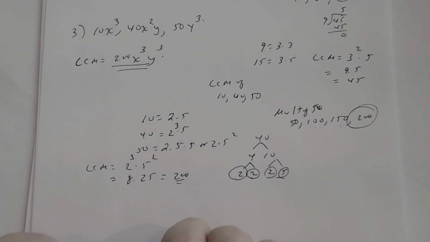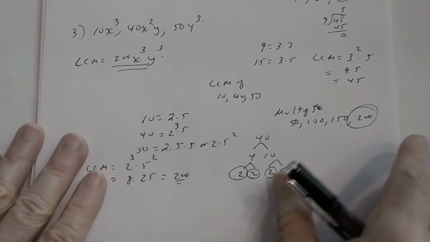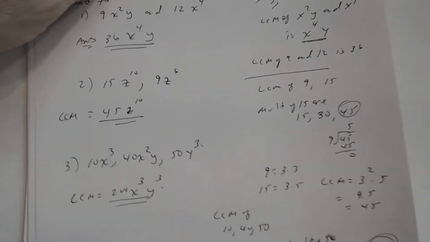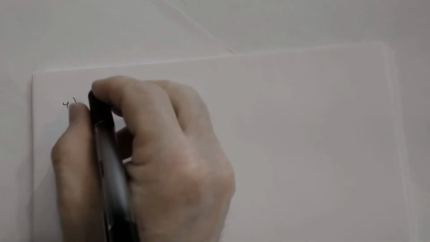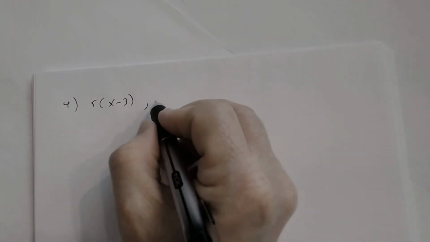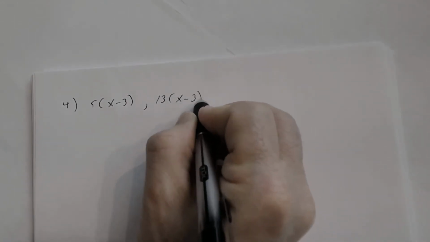Do it both ways if you have time. All right, so that's number 3. Let's look at number 4. Number 4, we have 5 times x minus 3, comma, and then 13 times x minus 3.